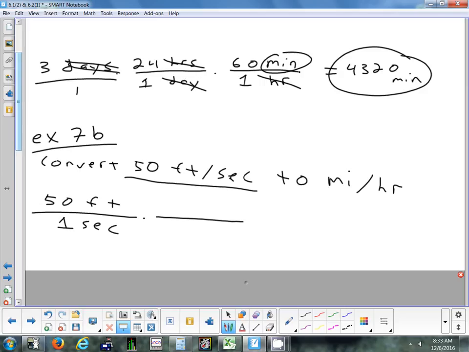Even if you don't know the conversion, you should know where feet are going to go. Feet are going to go in the bottom. What goes in the top? And now we do need to know how many feet in a mile. 5,280.